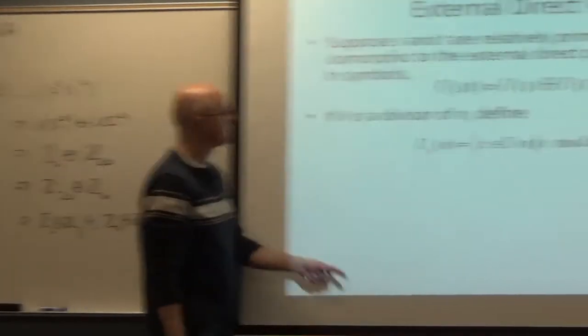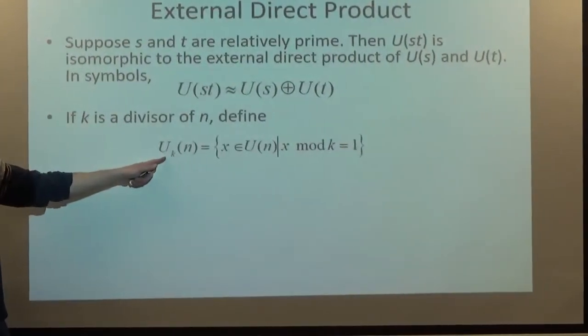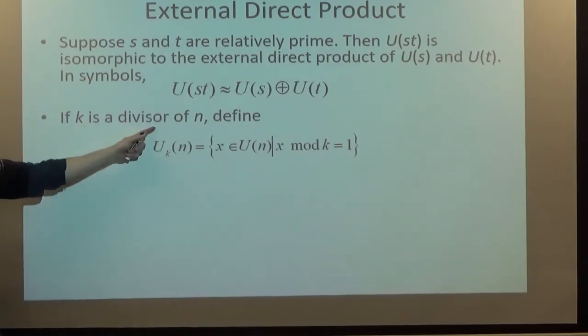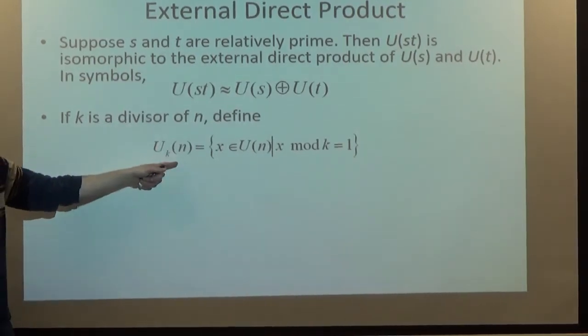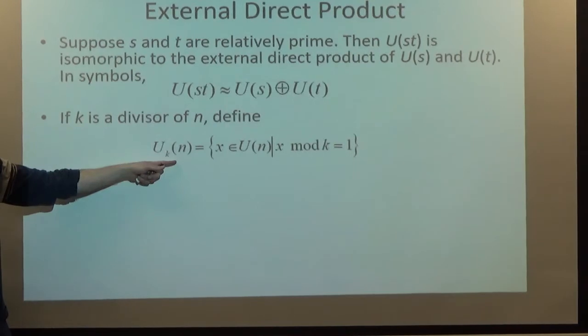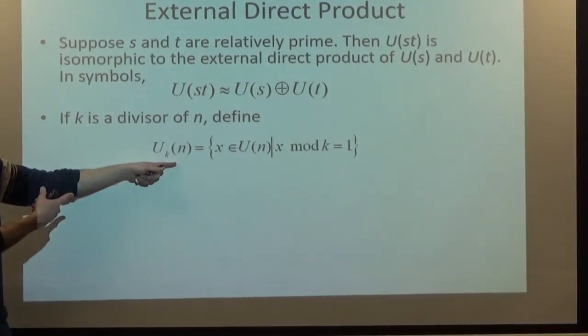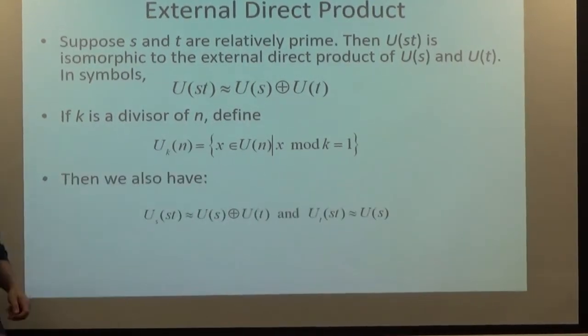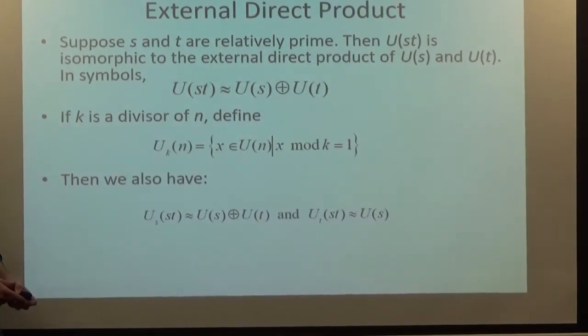There are also facts about these things that come up. I don't want to spend time with it today, because I want to get on to other content. Maybe we'll come back to this on Wednesday. When k is a divisor of n, you can define this thing, which is, remember, a subgroup of U(n). This is best thought of with examples. So look at the book's examples, make up your own examples. Think about this. You can also say these isomorphism facts.